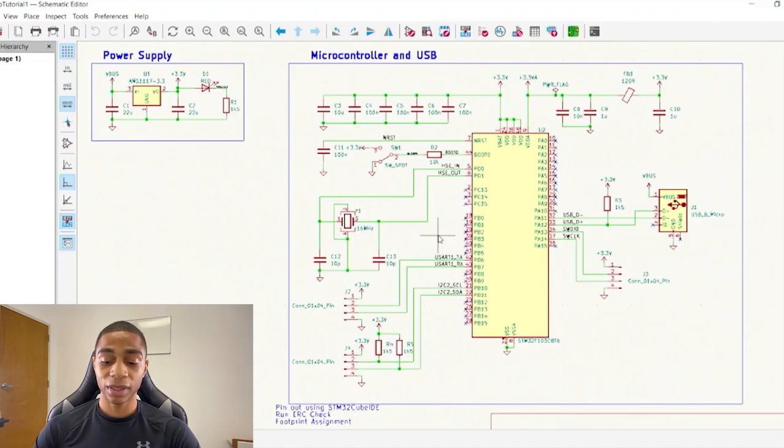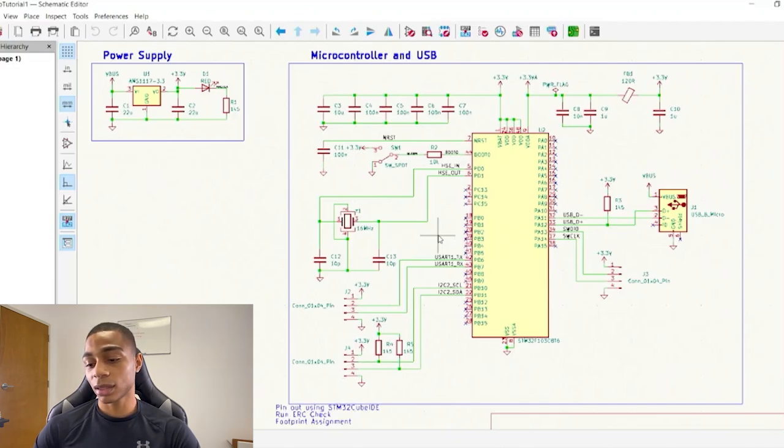Now, if we come here to pins 5 and 6, we can see our crystal oscillator. And our crystal oscillator is just our clock for our microcontroller. And that just provides timing, and it synchronizes all of our operations and instructions for our microcontroller.